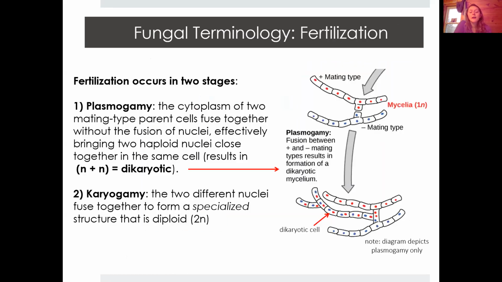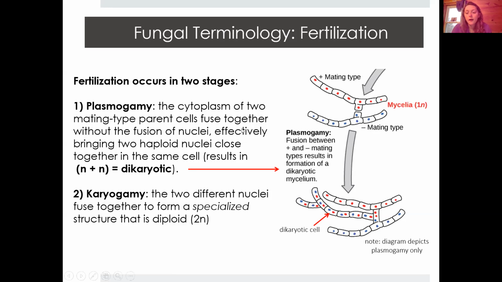All right, and then like I said a little bit ago, fertilization is a little bit weird with fungi. Fertilization happens in two stages: plasmogamy and karyogamy. Plasmogamy is when the cytoplasm of two mating type parent cells fuse together. At this point, the nuclei are not fusing together themselves. They're remaining separate, and so this makes two haploid nuclei close together in the same cell. We call this N plus N. So it's two 1N organisms coming together in the same cell, but they're not fusing their nuclei. So they're not quite 2N yet.